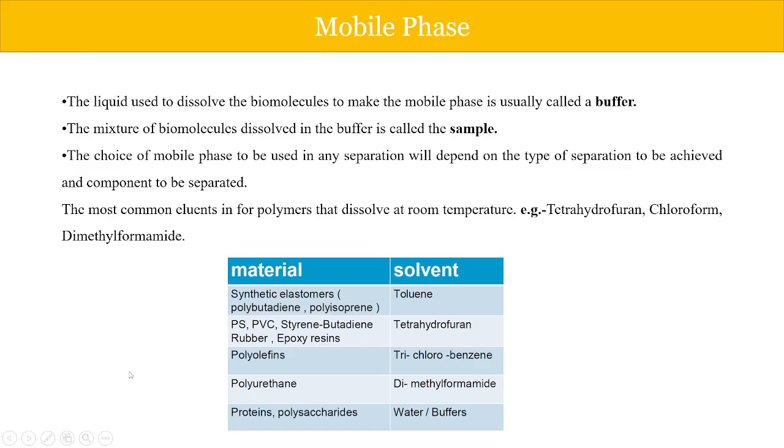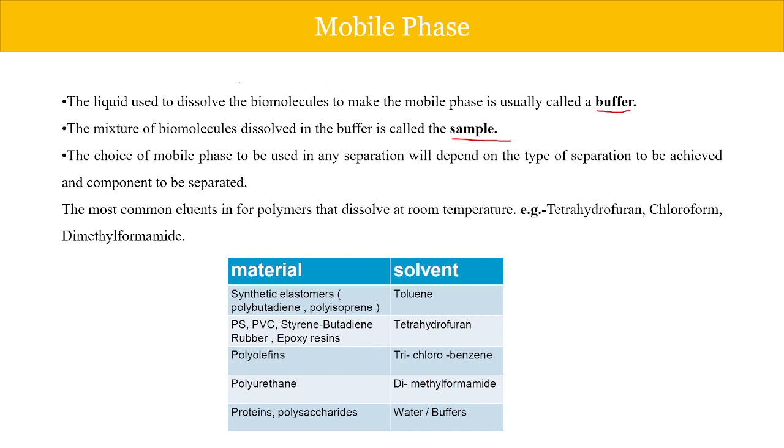Okay, so now speaking of the mobile phase. The liquid used to dissolve the biomolecules to make the mobile phase is called your buffer. The mixture of biomolecules dissolved in the buffer is called the sample. So the sample has to be in something. It cannot be in just anything, like milky water or autoclaved water. It has to be dissolved in your buffer. So that is your sample.